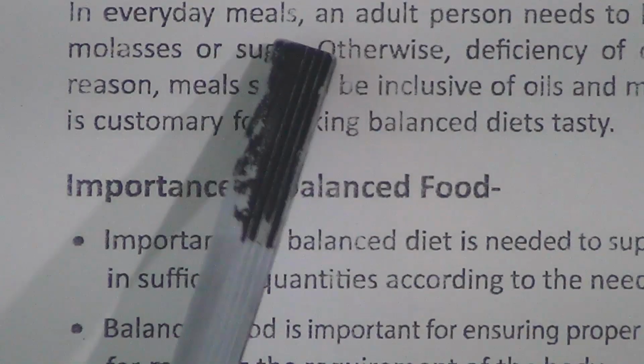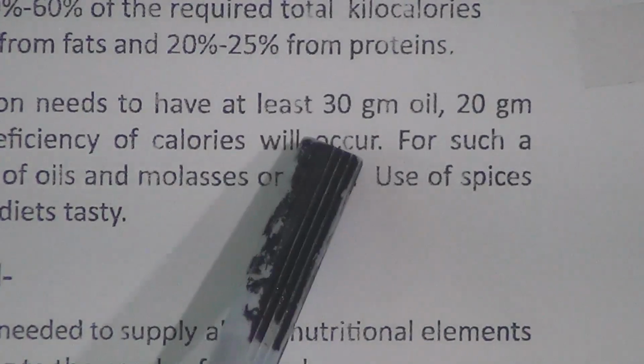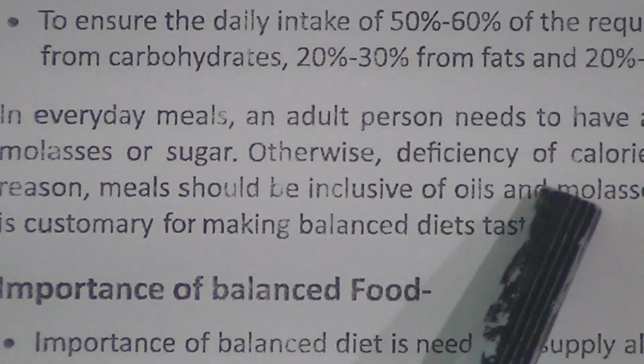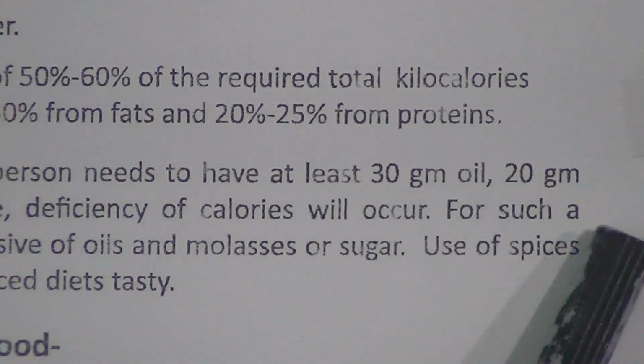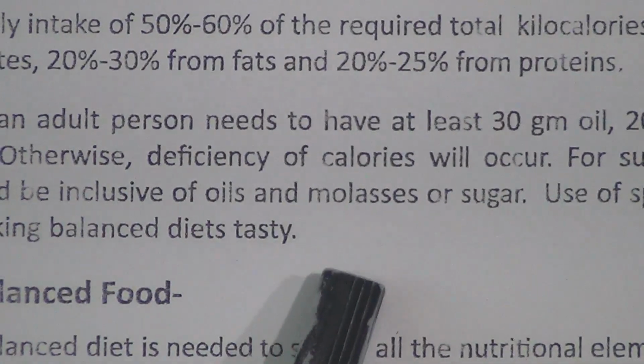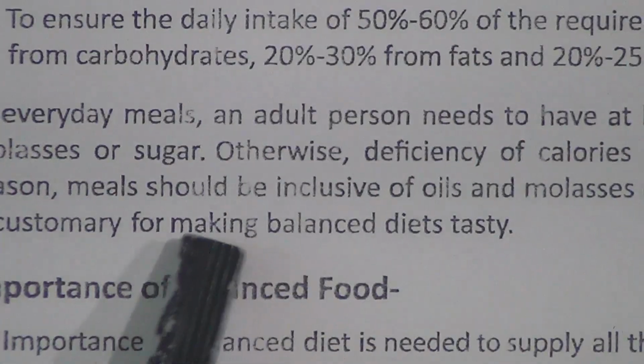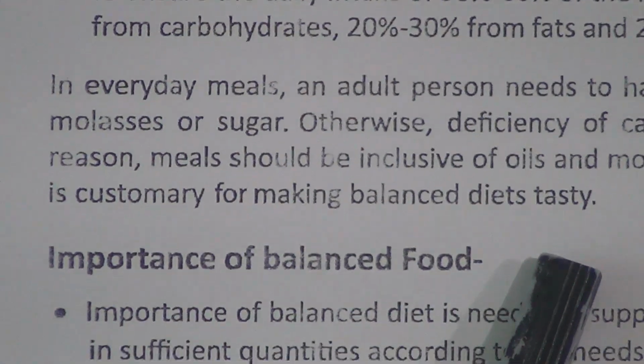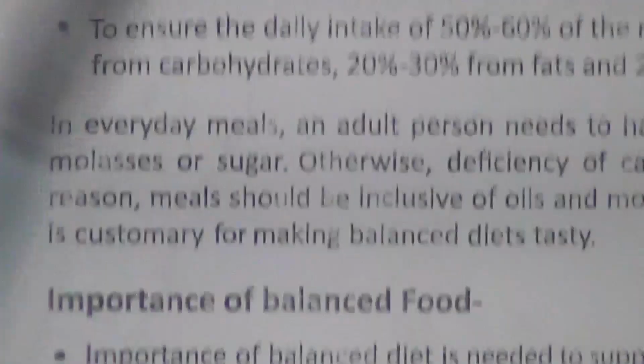In every meal, an adult person needs to have at least 30 grams oil, 20 grams molasses or sugar, otherwise deficiency of calories will occur. For such a reason, meals should be inclusive of oils and molasses or sugar. Use of spices is customary for making balanced diets tasty. So you can follow all this.